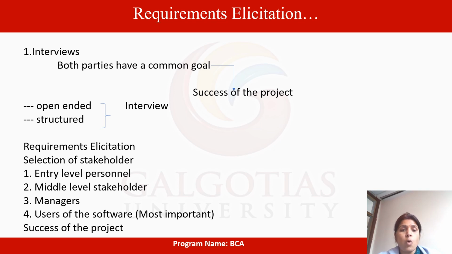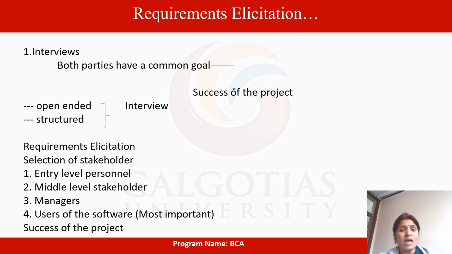You have interviews that are open-ended and structured. Open-ended means you float the questions openly. Anyone can float a question, either the customer or the developer. From that you have to chalk out the important requirements. And structured means you first frame the questions on the developer side, and then you go and ask the questions on how the requirements can be gathered.